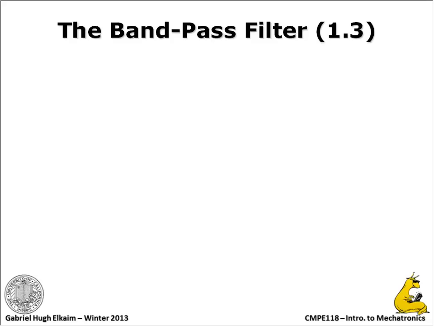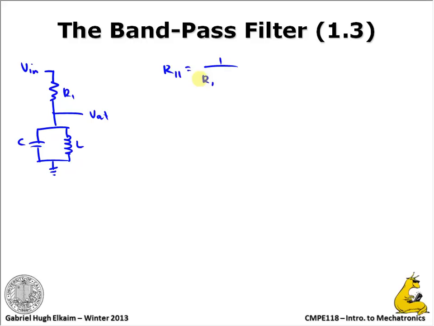The other one we can do is a little bit more complicated, and I don't actually ever recommend you build a bandpass filter this way, but you can do it. So here's R1, here's Vout, and here's going to be a capacitor and an inductor in parallel. That's L, that's C. Remember that R in parallel is equal to 1 over R1 plus 1 over R2.